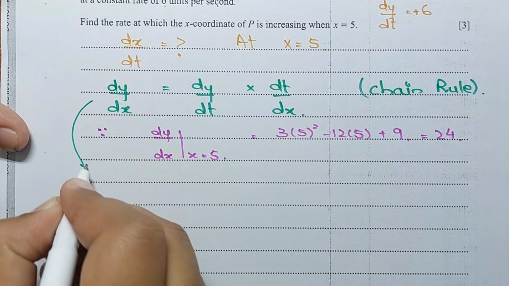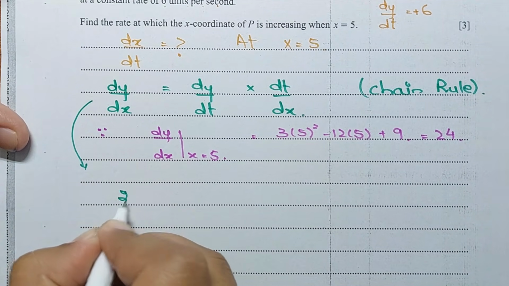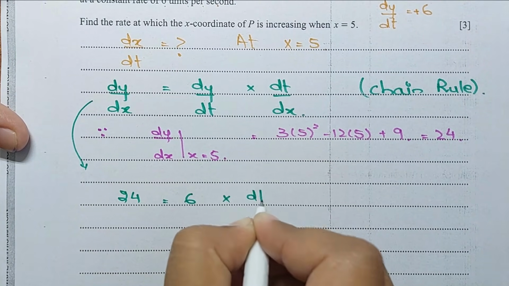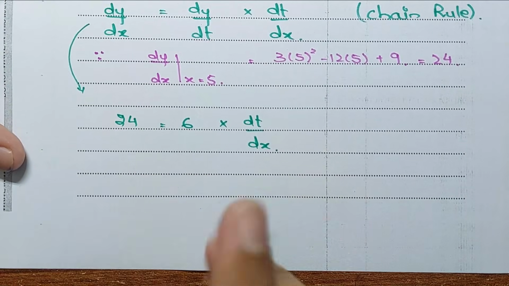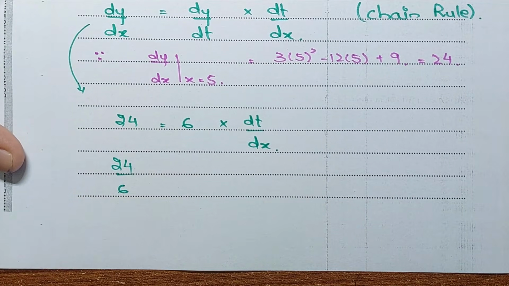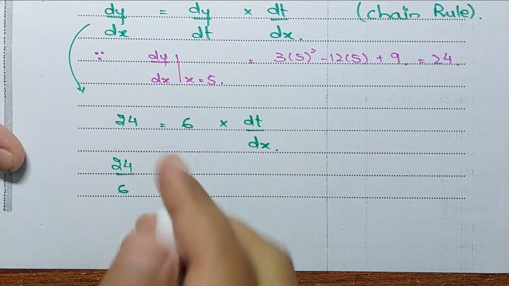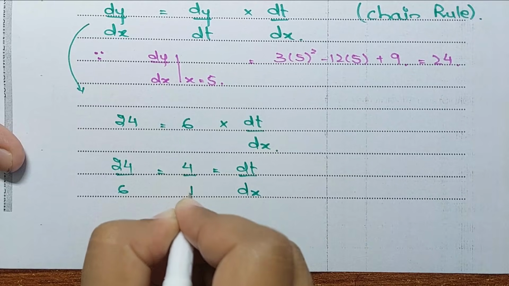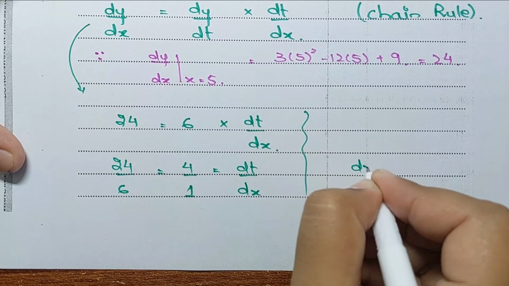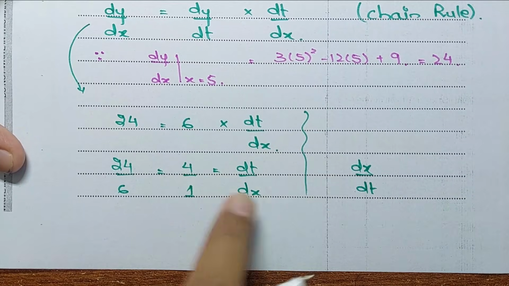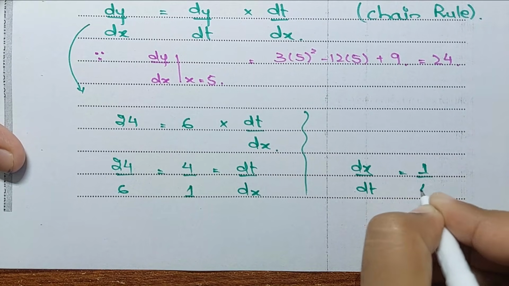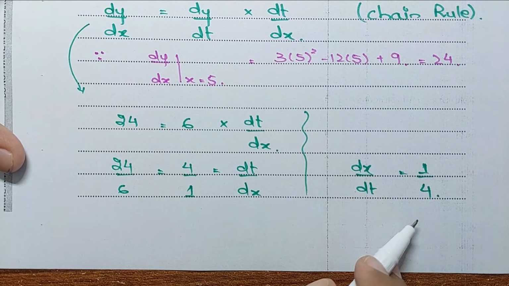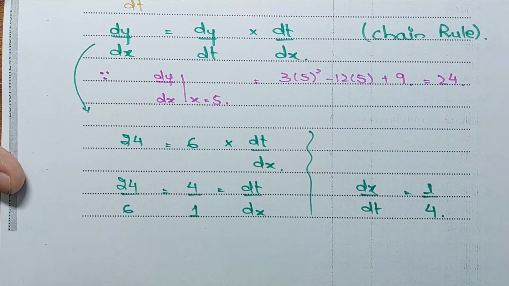When you're substituting it back, dy by dx at x equals 5 is 24, and dy over dt is given, which is positive 6, multiplied by dt over dx. So this is 24 over 6. 24 divided by 6 is just 4. So 4 is basically dt over dx. But we need to solve for dx over dt. This is 4 by 1. So dx over dt, the reciprocal of this side equals the reciprocal of the other side, which is 1 by 4. So the rate at which the x coordinate of P is increasing is 1 by 4 when x is 5.